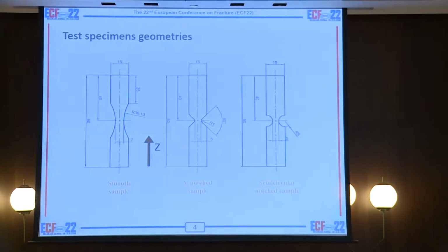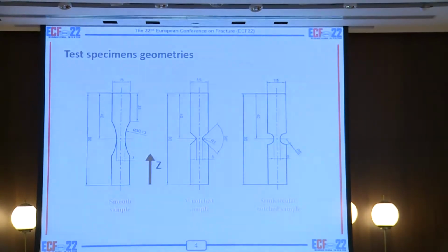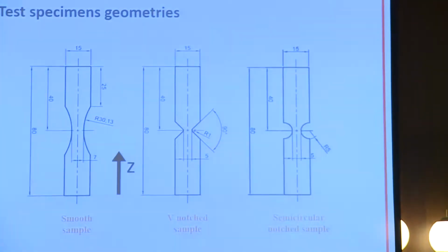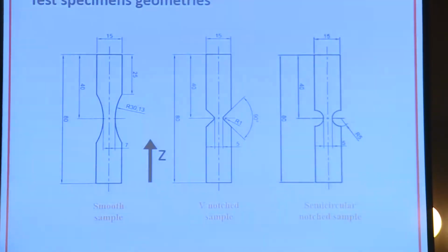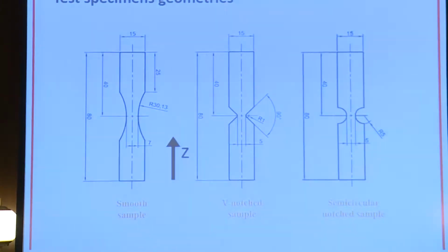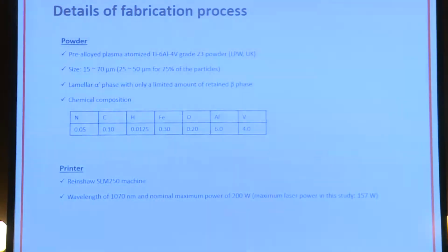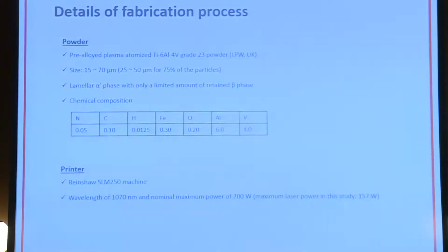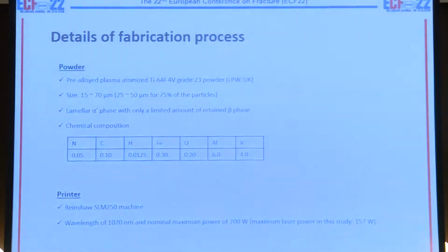So three different types of samples were produced by SLM. A smooth specimen with a stress concentration factor of 1.05, which is almost 1, and two notched component types: blunt V-notch samples and semicircular notch samples. Twelve samples were produced for each geometry, and heat treatment was conducted on each sample to release the residual stresses.